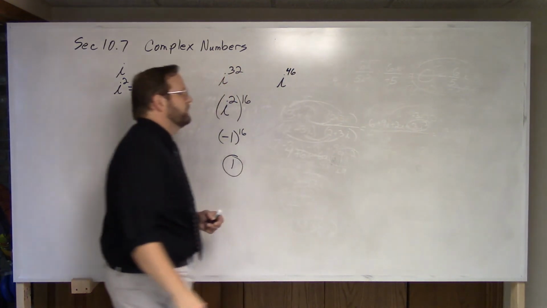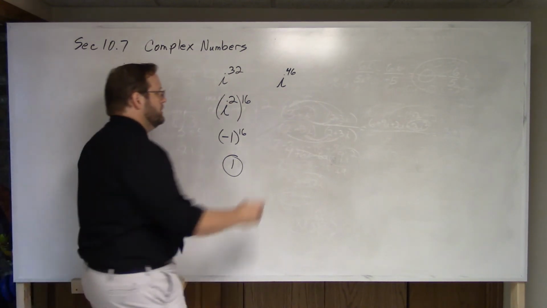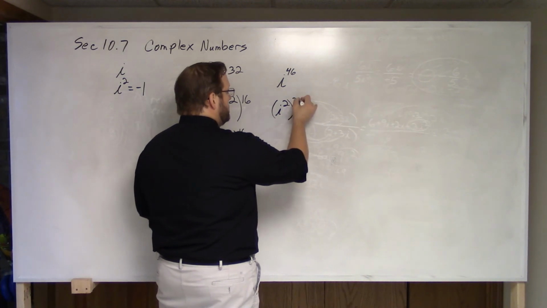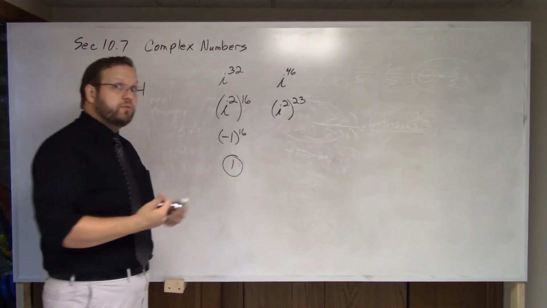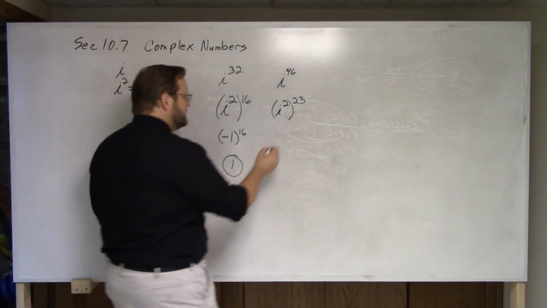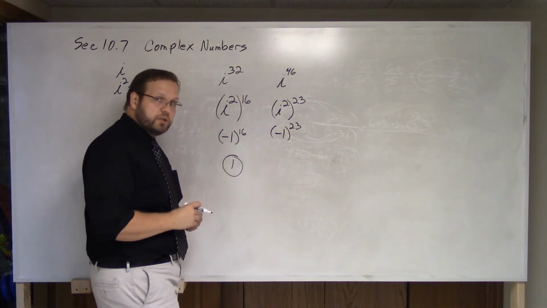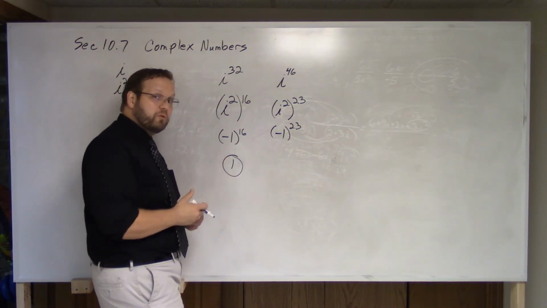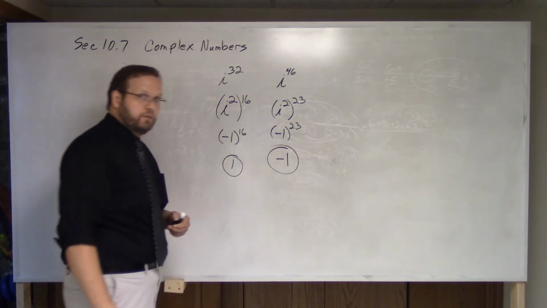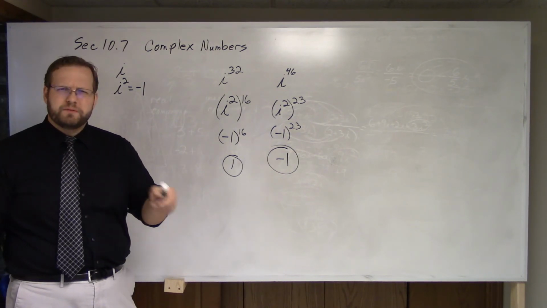What if I give you i to the, let's say, 46th? Okay. First thing to do is introduce that i squared. So I have an i squared to the what? 23rd. Because 23 times 2 would give me back that 46. i squared again means negative 1. Negative 1 to the 23rd, this is now an odd number of negatives. So I end up with a negative 1.